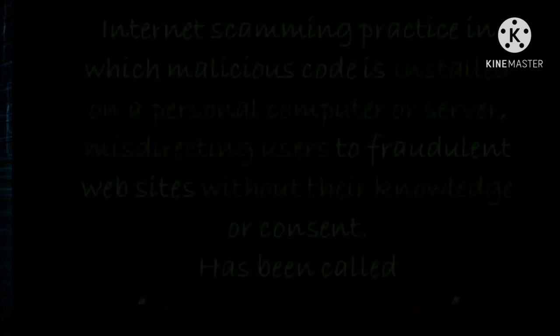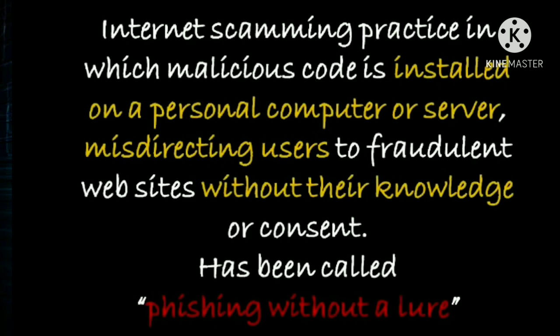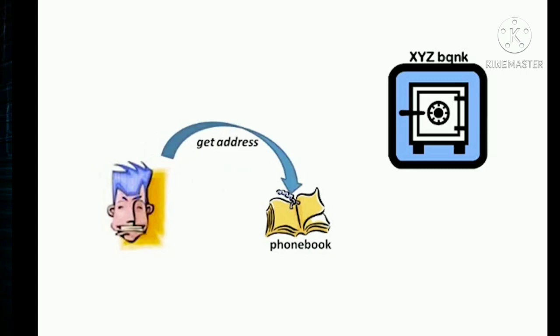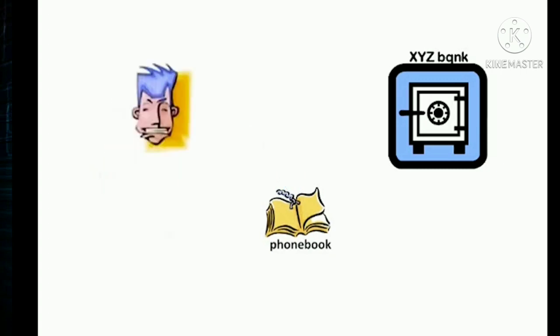Pharming is an internet scamming practice in which malicious code is installed on a personal computer or server, misdirecting users to a fraudulent website without their knowledge or consent. Pharming has been called phishing without a lure. Here is a simple analogy to illustrate how pharming works. Imagine that whenever you want to go to your bank, you pick up your phone directory and look up the bank's address. Once you have the bank's address, you then make your move to the bank.